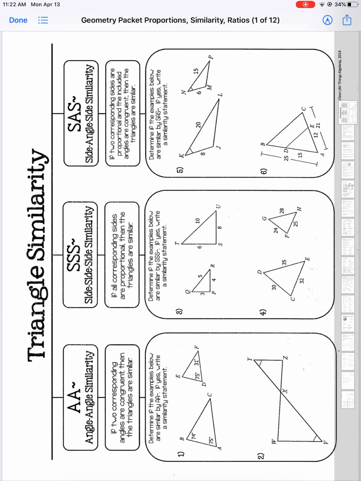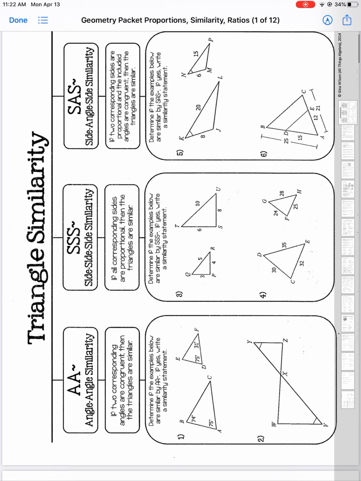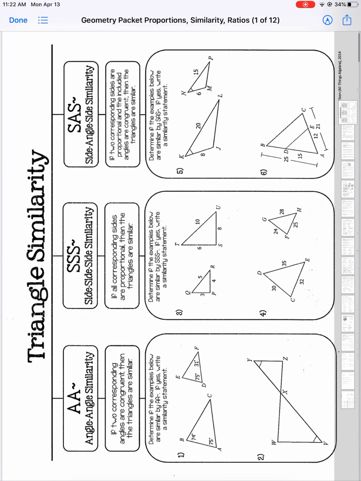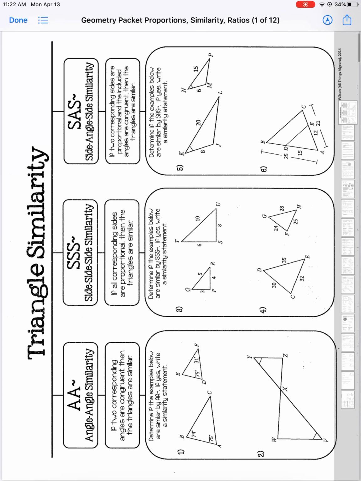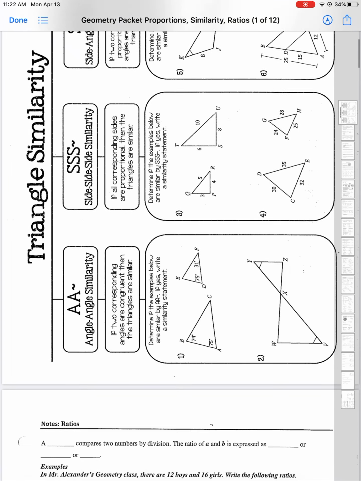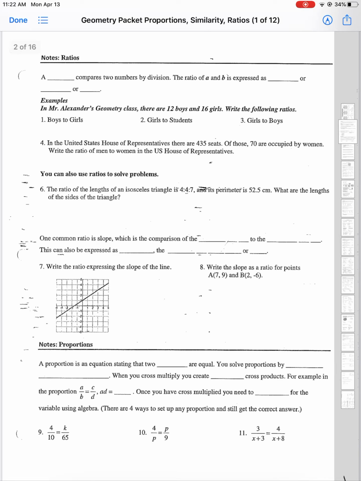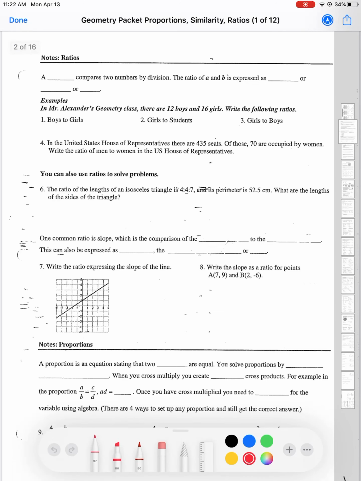Okay guys, so we're starting on the page of the packet that looks like this. There's really no notes to take here. I just wanted to let you know I included this page because it's kind of useful with similar triangles. We had talked about it before we left school, but I just wanted to give it to you in a page of notes. Where the notes actually start for this week is this page where it says notes and ratios. You guys pretty much know all this stuff, but I just wanted to give it to you anyway.